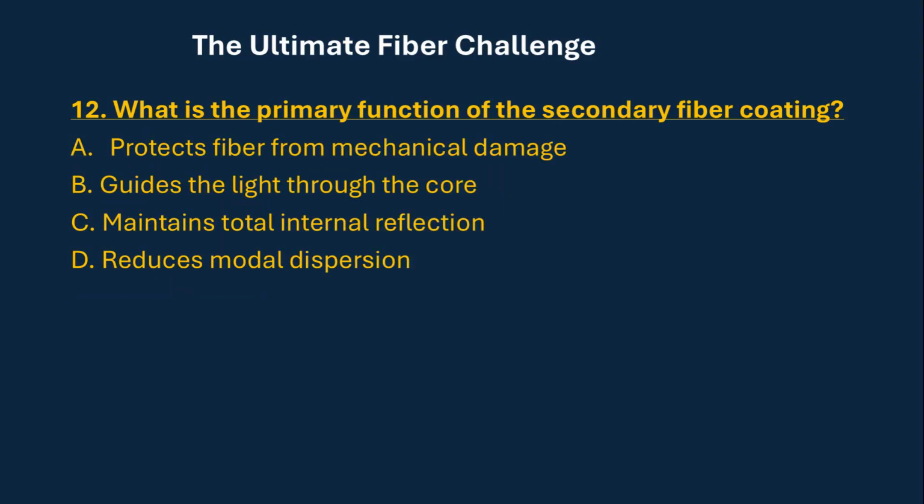12. What is the primary function of the secondary fiber coating? A. Protects fiber from mechanical damage. B. Guides the light through the core. C. Maintains total internal reflection. D. Reduces modal dispersion. The correct answer is A. The primary function of the secondary coating is to protect the fiber from mechanical damage.